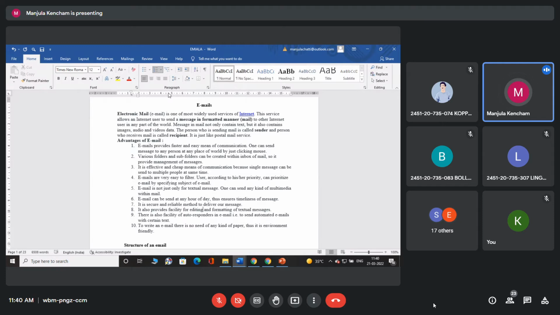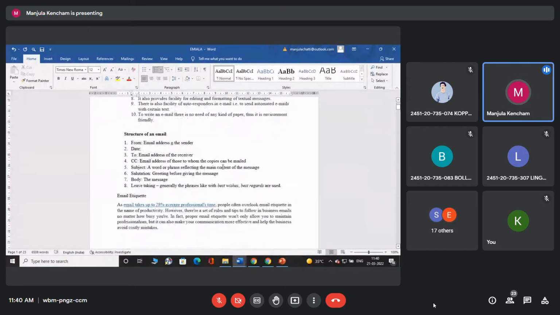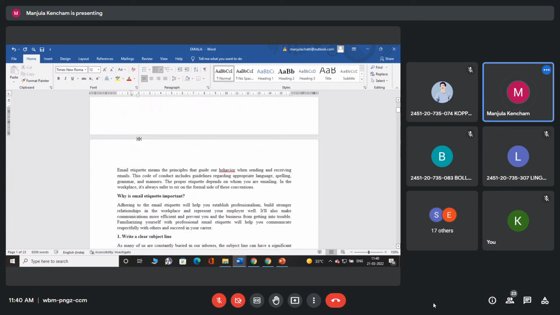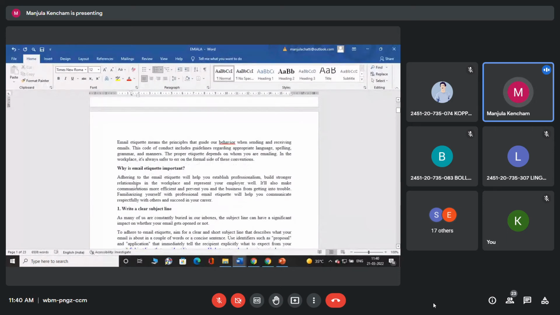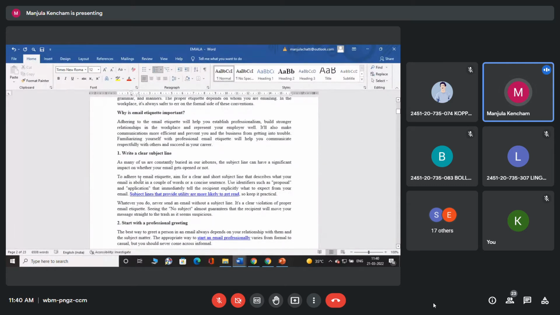We prefer using emails. What are the advantages of emails? There are 10 advantages listed over here. One after the other is very, very useful. What is the structure of an email? From, date, to, CC, subject, salutation, body, and leave taking. Then, what is email etiquette? I'll be sharing this document with you. Why is etiquette important while using emails? For the following reasons, we need to abide by the etiquette.